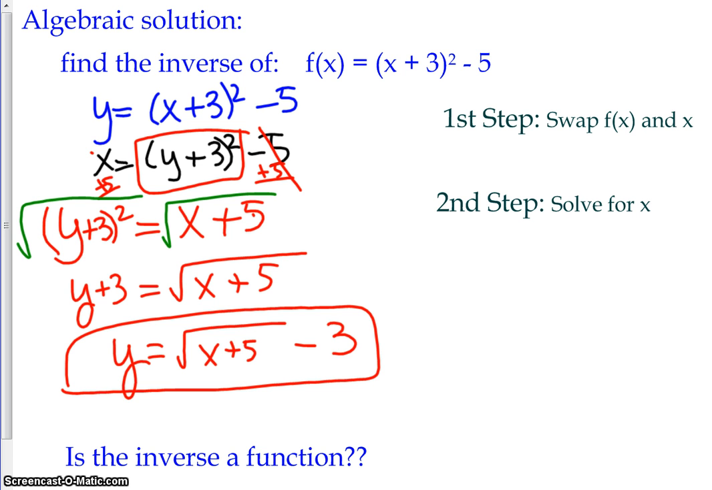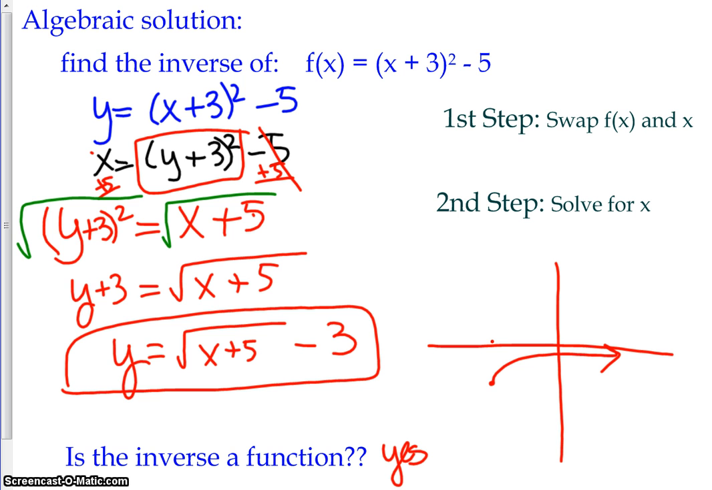Is this a function? Well, I know to graph this, it would just be 5 to the left and 3 down, and I'd kind of have this curvy graph like that. And that is a function. It would pass the vertical line test. So the answer is yes, I do have a function.